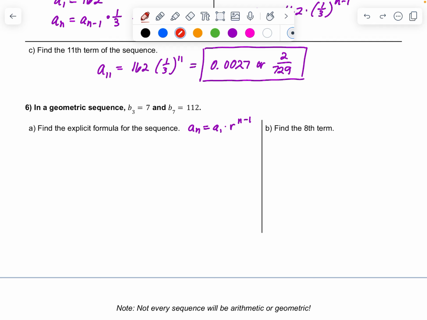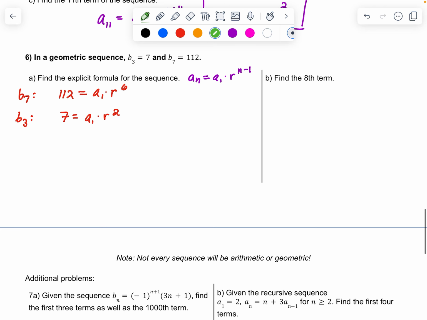All right, this last one is actually just like the last problem that we did. So if you want to pause it and try it yourself, we're going to create a system. So for b sub 7, we're going to create an equation where 112 is the first term times the common ratio 6 times. And then the third term, we get a value of 7. That's the first term times the common ratio twice.